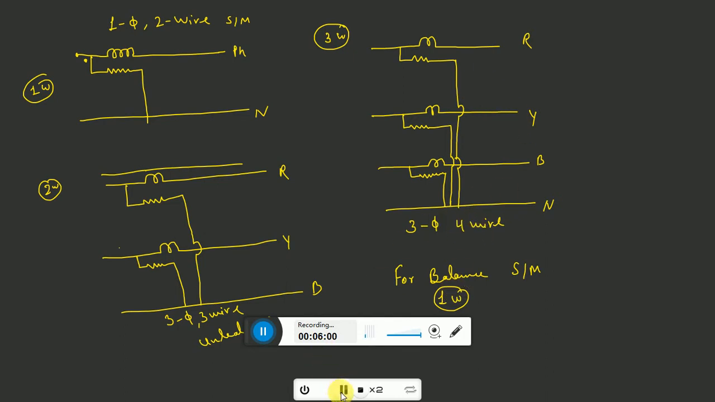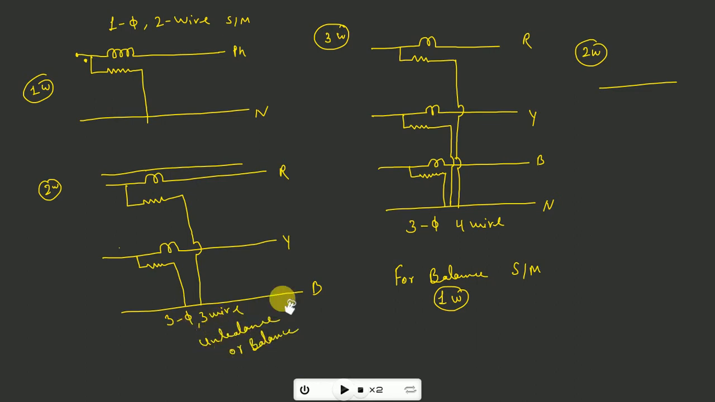In the case of a 3-phase 3 wire system, it is used for unbalanced or balanced cases. Suppose this 3-phase 3 wire system is unbalanced, so here we calculate power with the help of the 2 wattmeter method. And the last one is the next method. In this method we also calculate power with the help of the 2 wattmeter method.